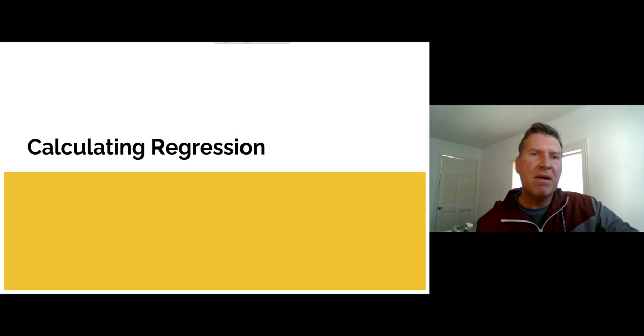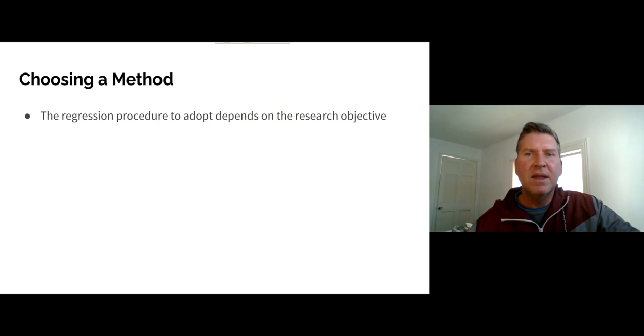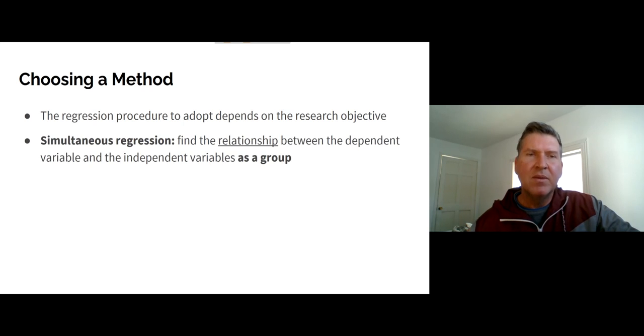So how do we go about calculating regression? Well, we have to choose a method, and there's two methods we'll talk about here. It all depends on our research objective. We have one called simultaneous regression, where we're finding the relationship between the dependent variable and the independent variables as a collective group. So we would take all the independent variables that we collected, and those would help us determine the price of the house that we want.